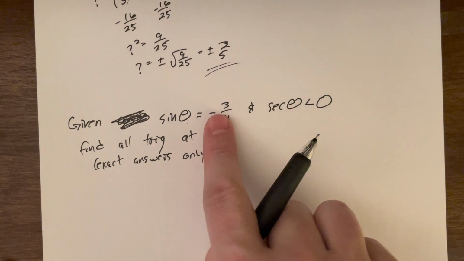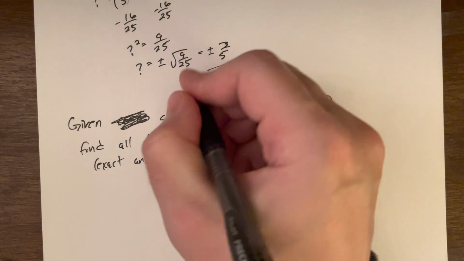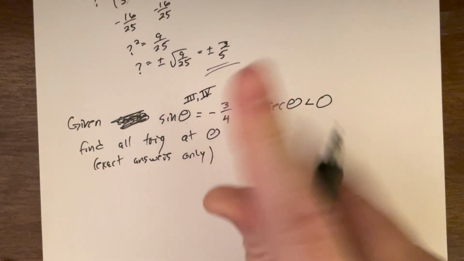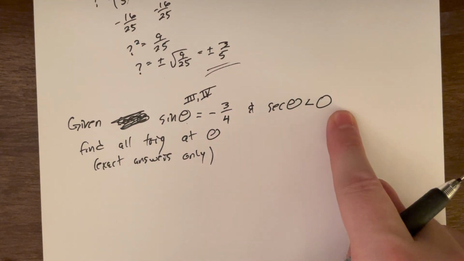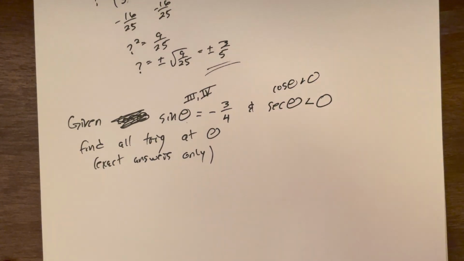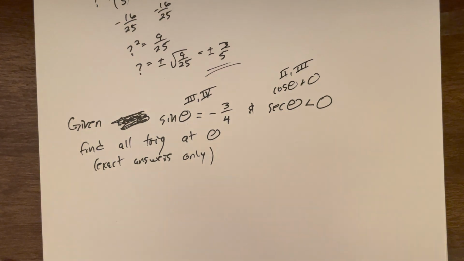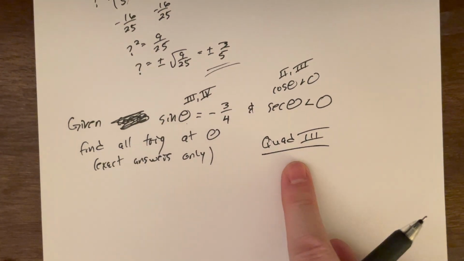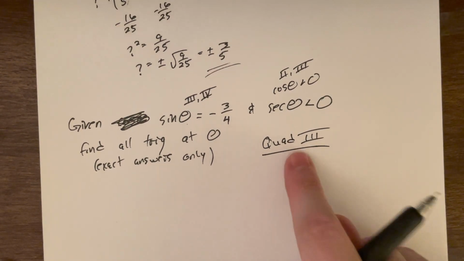But now, there's the extra consideration. Sine is negative. We are in quadrant 3 or 4 if sine is negative. Well, secant is also negative, which implies that cosine is also negative. That happens in quadrants 2 or 3. We are in the third quadrant. That's the extra little component.